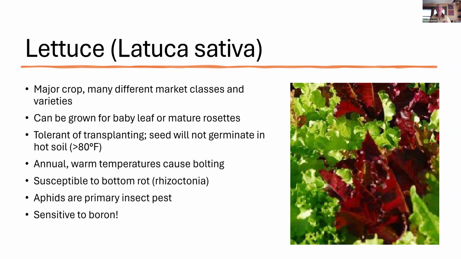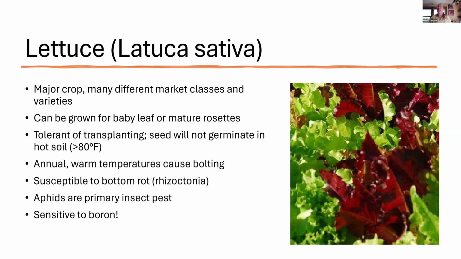Lettuce is also very susceptible to bottom rot, which is caused by the soil-borne disease rhizoctonia. Rhizoctonia is everywhere, so you're not going to eliminate it if you're growing lettuce in the soil. Your best solution is to use cultural practices to minimize excessive wetness and minimize contact of the lower leaves of the lettuce with the soil.